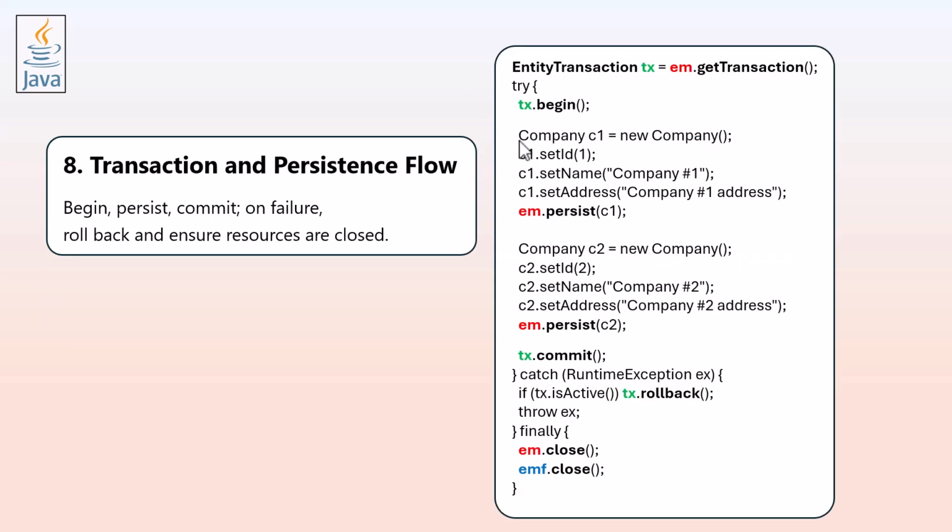8. Transaction and persistence flow. A transaction is started before any changes are made. Instances of the entity are created, their fields are set, and they are made managed by the persistence context. When the transaction is committed, changes are flushed and translated into SQL statements. If anything goes wrong during the unit of work, the transaction should be rolled back to maintain consistency.